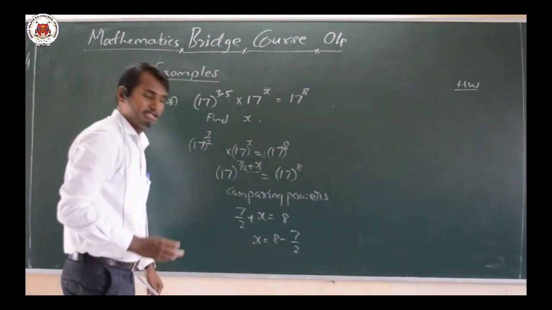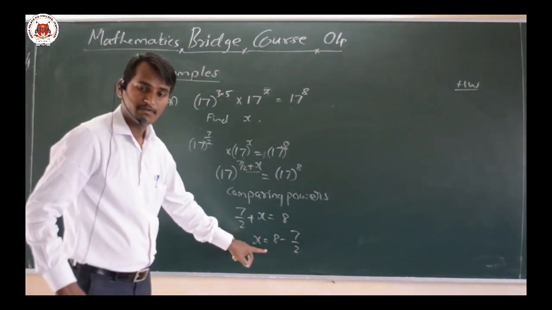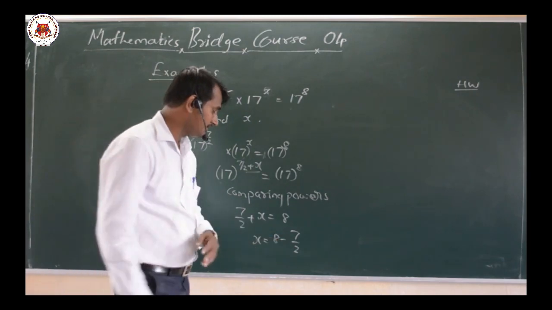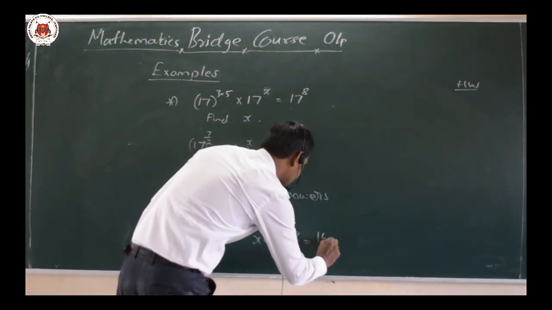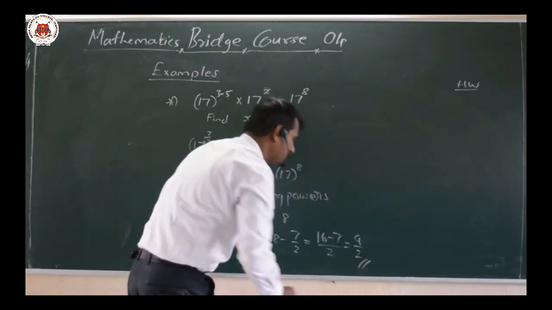Now it is very simple. Cross multiplying, 8 2s are 16, 16 minus 7, that is nothing but 16 minus 7 divided by 2, that is nothing but 9 by 2. That is your required answer.